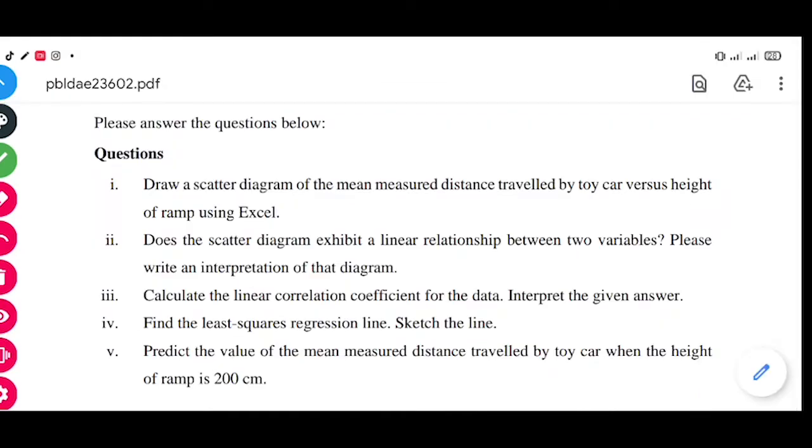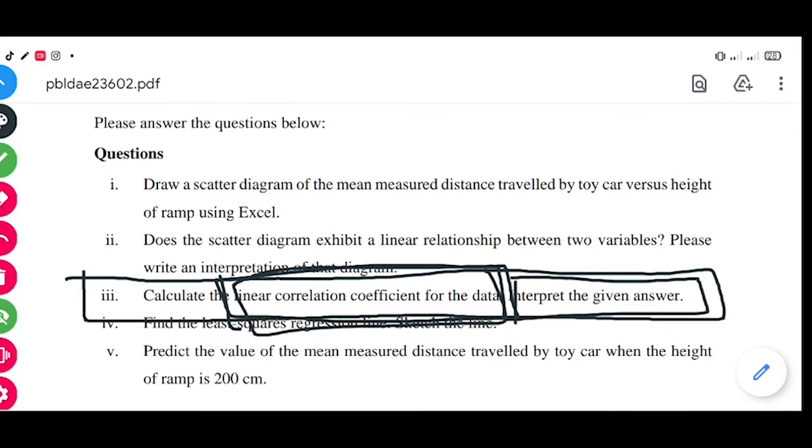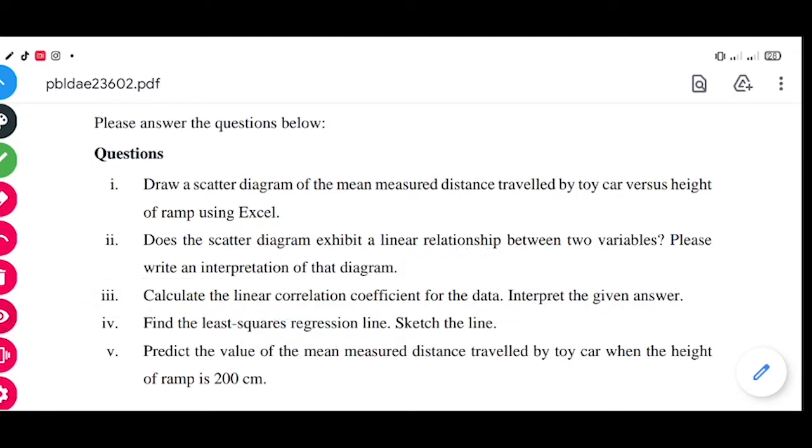Okay, then let's move to number 3. Number 3 asks to calculate the linear correlation coefficient for the data, and to interpret the given answer after this calculation. Okay, let's move to the answer.